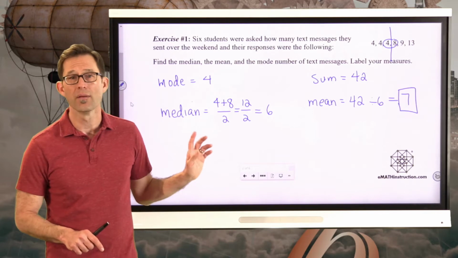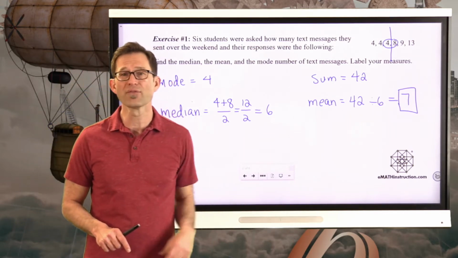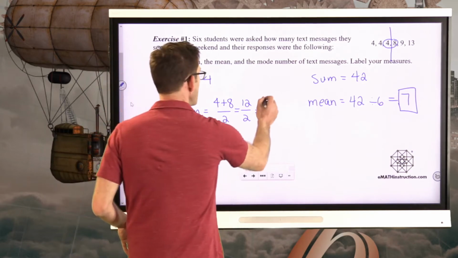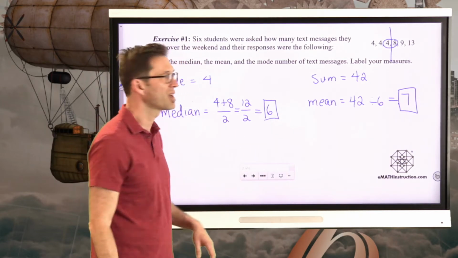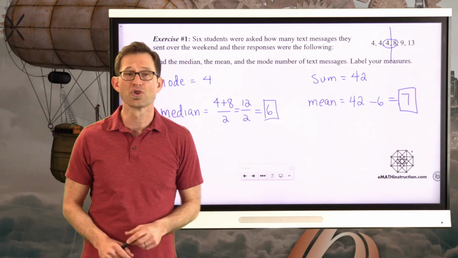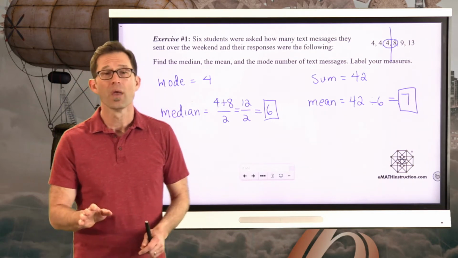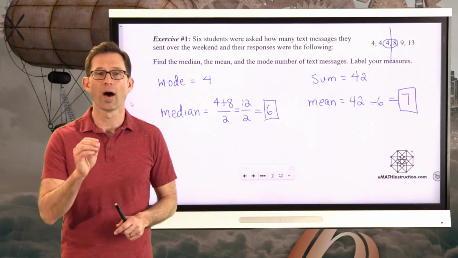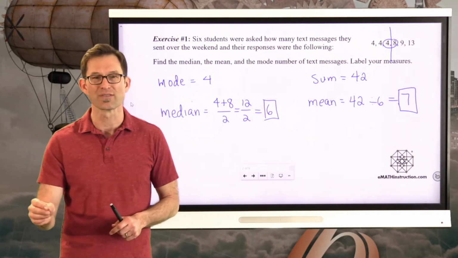On the other hand, the median and the mean do not have to be part of the data set, and in this case, they aren't, right? A median of 6 text messages, a mean of 7 text messages, neither one of those showed up in the data set. So, again, measures, statistical measures, are numbers that we use to help us answer statistical questions, right?